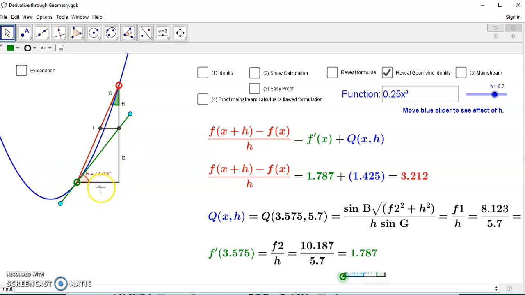It's f2 divided by h, but that doesn't matter because I can take any similar triangle, and that's got nothing to do with h. That will give me the same slope. Do you see that? That does not depend on h. However, the slope of the secant line, this red line, depends on both. It depends on x, the value of the point of tangency, as well as h.